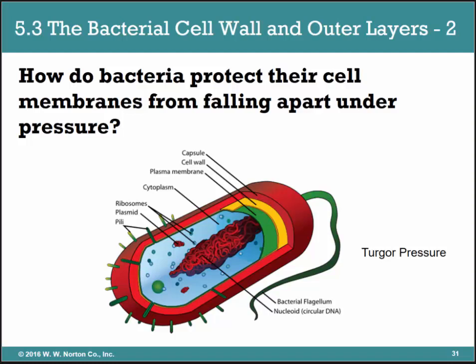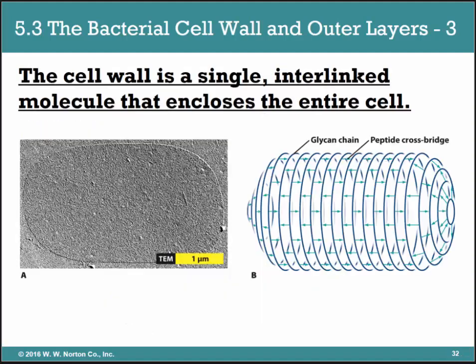Turgor pressure deals with the pressure caused by the entry of water that pushes the plasma membrane against the cell wall. High turgor pressure can be created if the cell is placed in a hypotonic solution and water enters the cell. Low turgor pressure can be created if the cell is placed in a hypertonic solution and water leaves the cell. The cell wall is very porous to ions and small organic molecules, unlike the cell membrane.